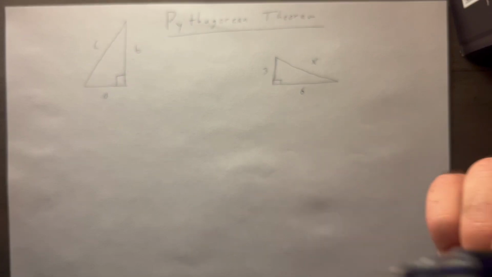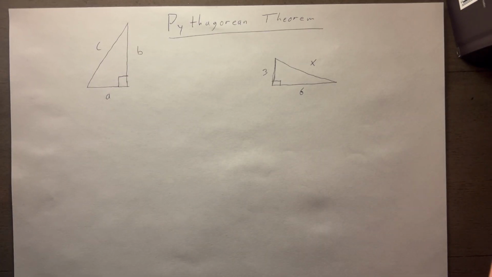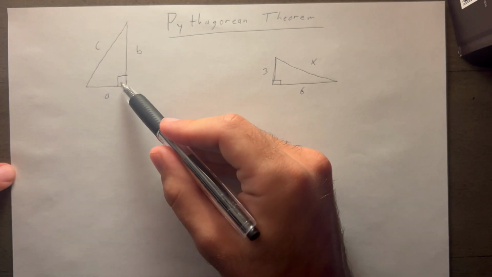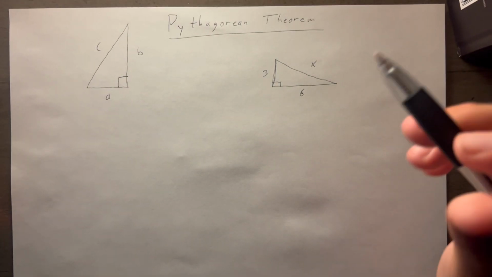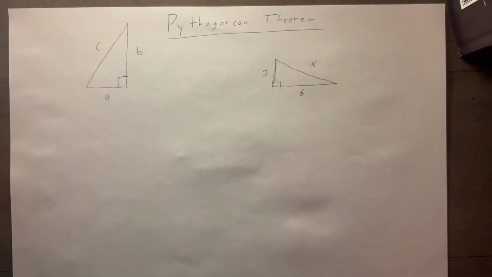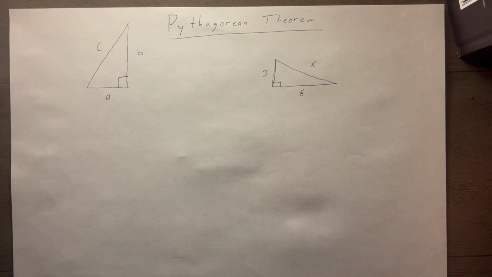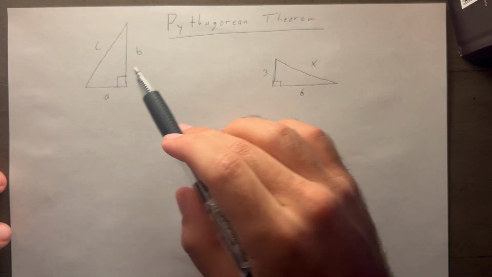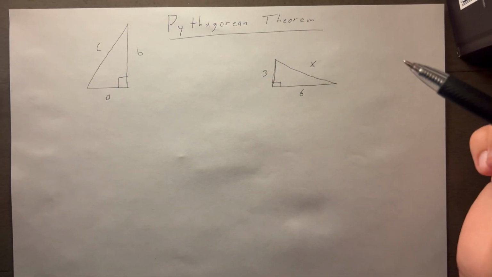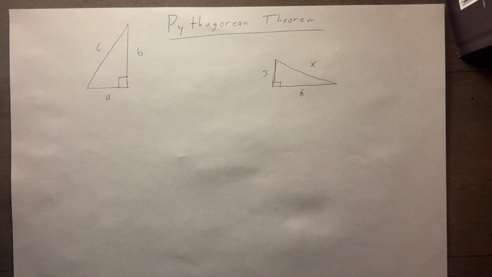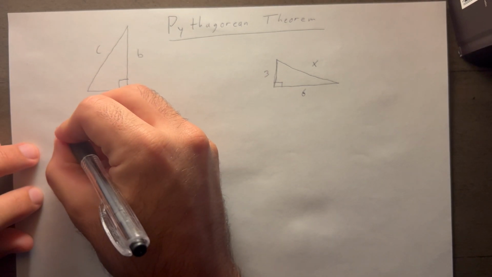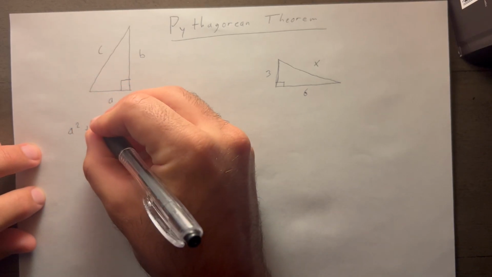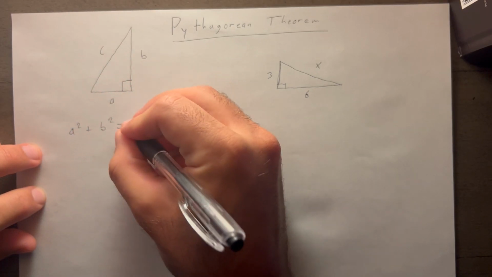To even be able to use the Pythagorean theorem, it must have a right angle, usually denoted by this, or it's saying 90 degrees or whatever. So in a triangle, if it has a 90-degree angle, you will be able to use the Pythagorean theorem. Okay. Now for the actual theorem. It says a squared plus b squared equals c squared.